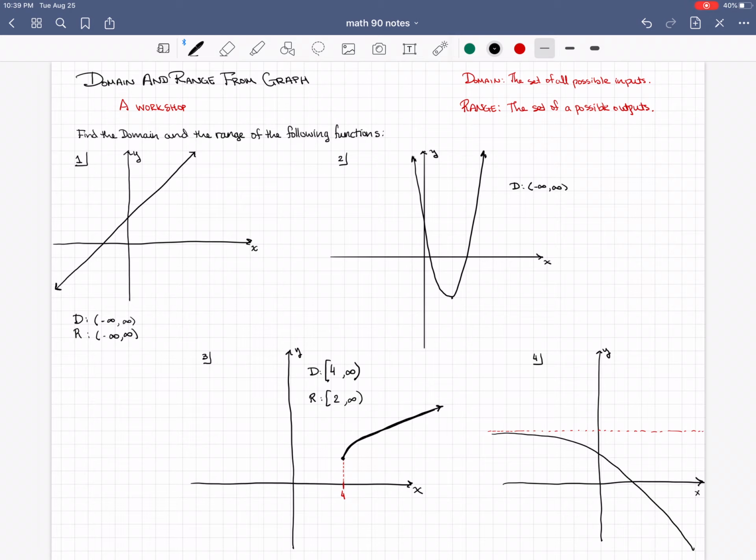You'll notice this isn't that uncommon. Now let's talk about the range. Well, the range of this function, we're going to do the same thing. We're going to trace along the y-axis. And wait a minute. There isn't a point on the graph with this y-coordinate. In fact, it's not until we get here that we have the first point on the graph with that y-coordinate.